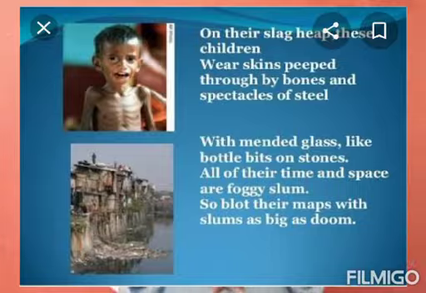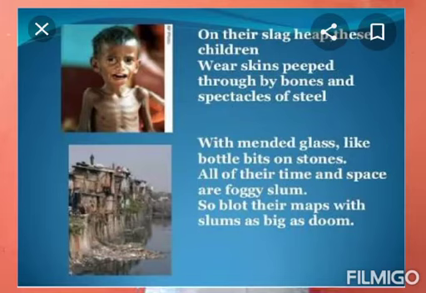Now, what does the poet say here? He says the map is also something bad for them. The bodies look like a garbage heap. The children who are staying there, their body is a heap of garbage. They are very skinny, and their bones are peeping out of their skin.